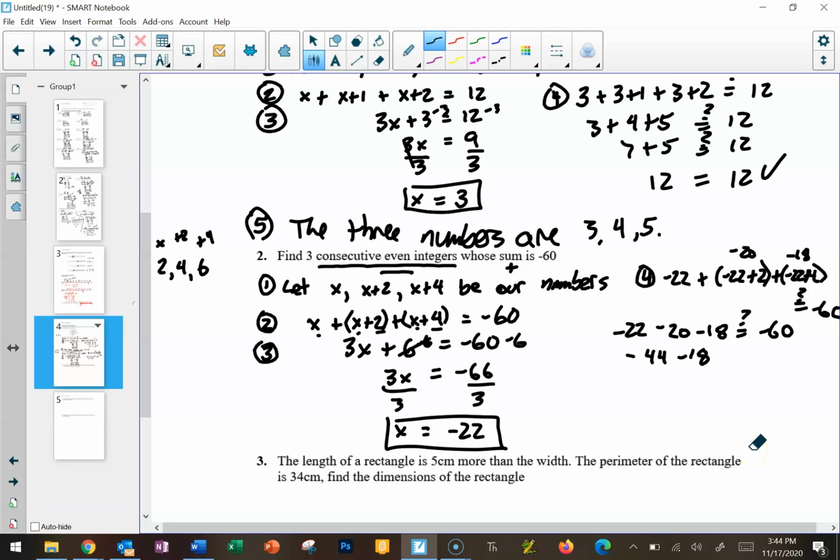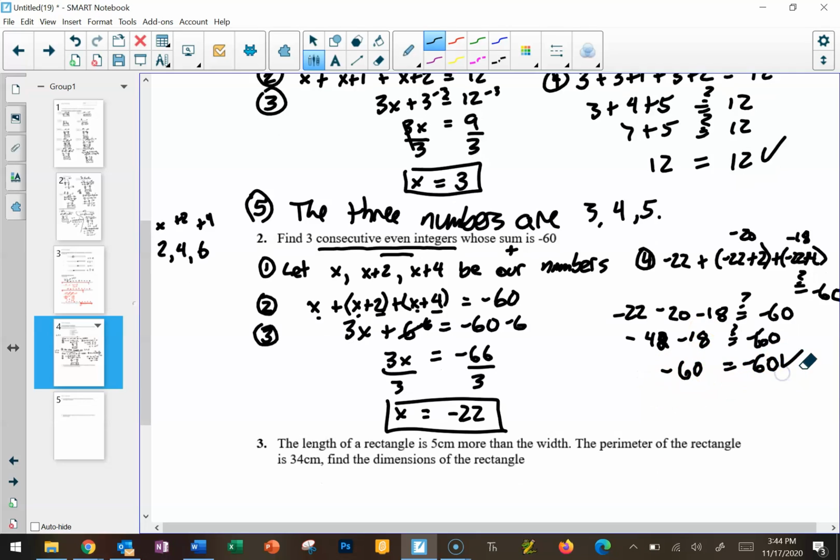That doesn't equal negative 60. I made a mistake somewhere. Oh, that doesn't equal negative 44. That equals negative 42. There we go. That's why we verify. Does it equal negative 60? Negative 42 minus 18 does indeed equal negative 60. So this one checks out.